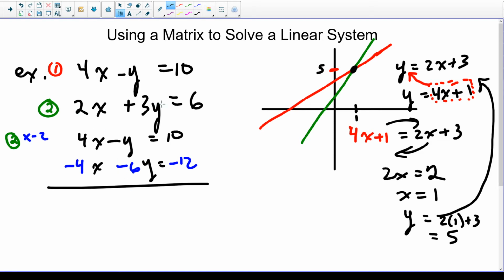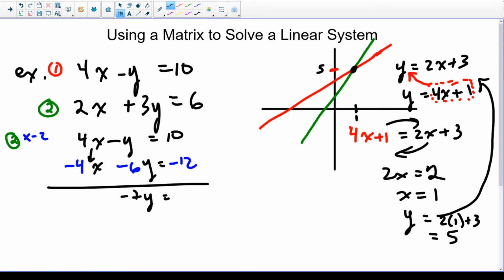So I multiplied every coefficient here by negative 2, which is the same equation. Proportionally, it's the same equation. If I divided it back by negative 2, I'd get the exact same equation back. But what's nice about this one is I can add down the columns now. If I add 4x minus 4x, that gives me 0, which we usually don't write. Negative y minus 6y is negative 7y.